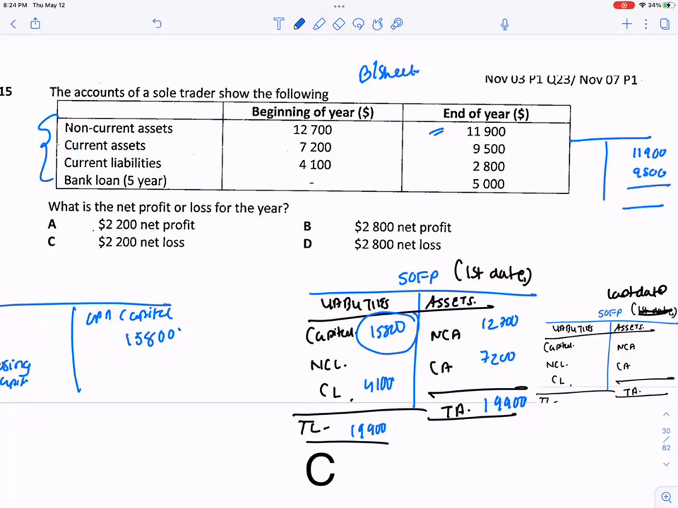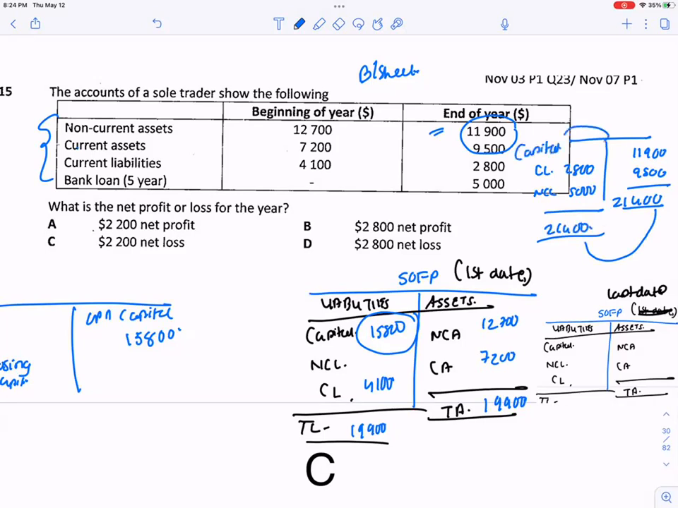19,900. Do it on calculator. 12,700 plus 21,400. Current liabilities 2,800. Non-current liabilities 5,000. Total 7,800. So assets will be equal to total liability. Okay, I want what?